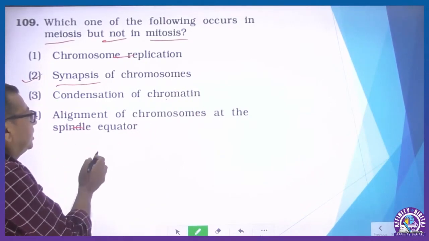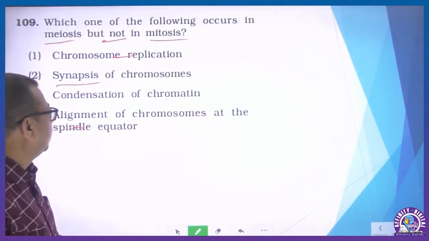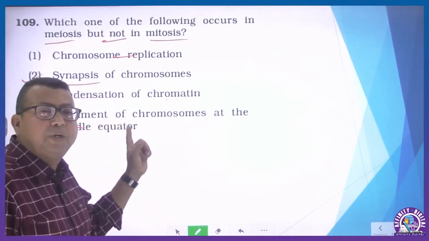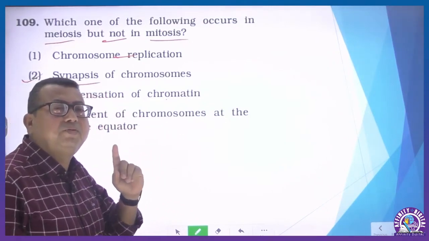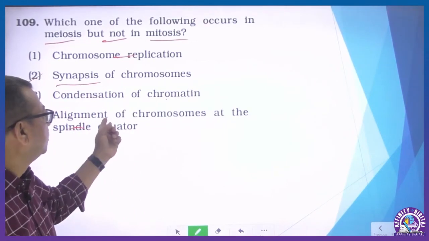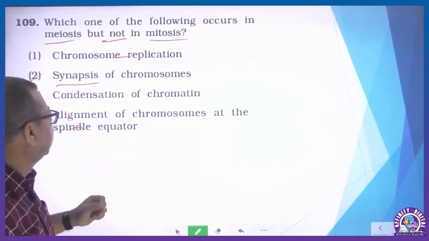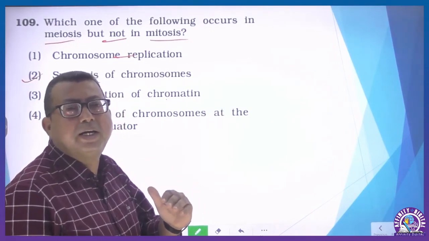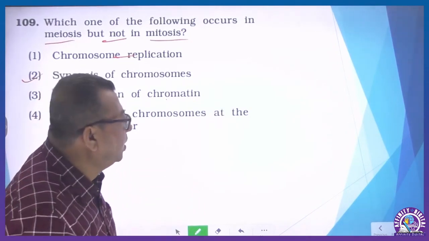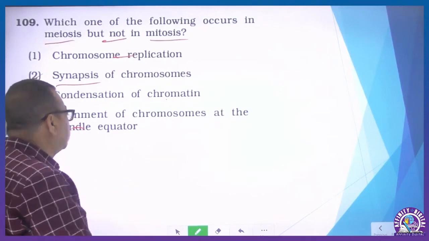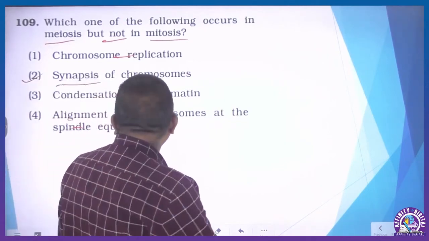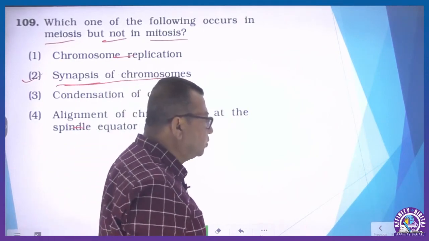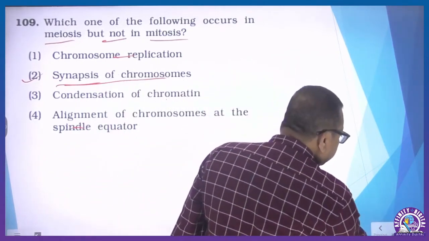Alignment of chromosome at the spindle equator occurs at what phase of mitosis? The chromosomes align at the spindle equator at metaphase. At what phase of meiosis 1 do chromosomes align at the spindle equator? That is metaphase 1 of meiosis 1 as well as metaphase 2 of meiosis 2. So alignment of chromosome at the spindle equator happens in both. Synapsis of chromosome only occurs in meiosis, therefore the answer will be option number 2.